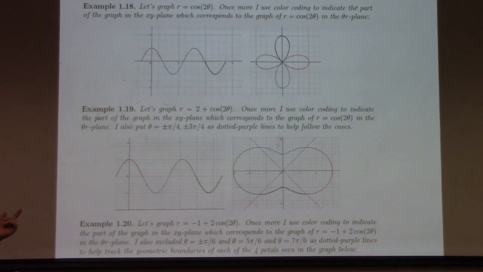All right. Here's another one, 2 plus cosine 2 theta. Now this one's interesting in that there is no place where the radius is 0, right? If you don't have a zero, you have to adopt a different approach.